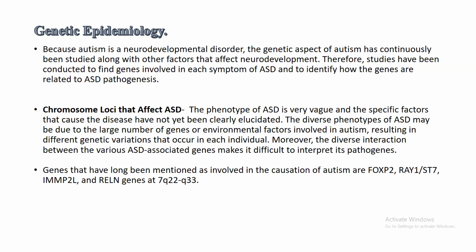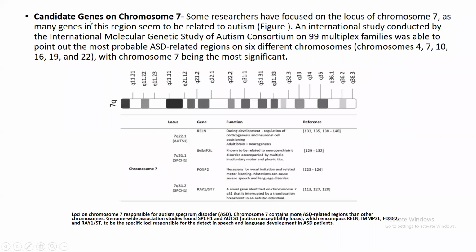Basically, the most targeted chromosomes in these patients are chromosome 7 and chromosome 15. As you can see, it's numbered here as 7 and q22 to q23, where 7 is the number of the chromosome, and these are the sequence positions on the same chromosome, from q22 to q33. Candidate genes on chromosome 7.